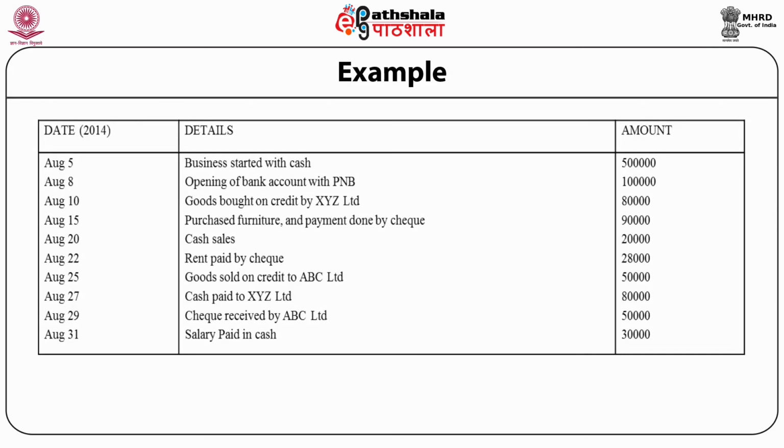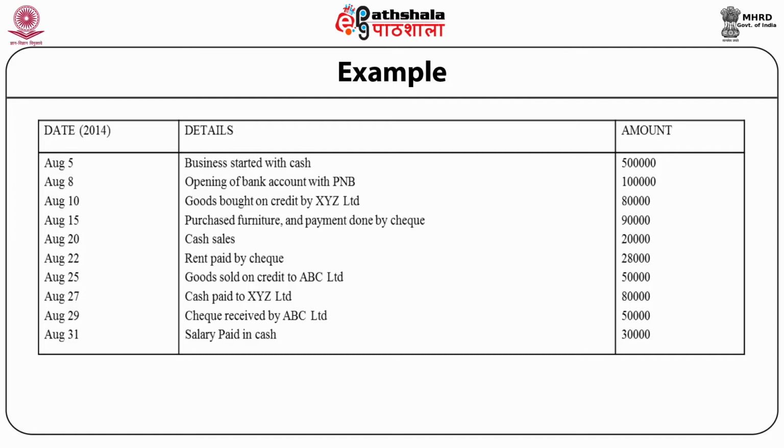Example: from the following transactions of Messrs. Malice and Brothers, prepare a journal, post the entries in ledger accounts. Date: August 5, year 2014. Details: business started with cash, amount rupees 5 lakhs. August 8, opening of bank account with PNB, rupees 1 lakh. August 10, goods bought on credit from XYZ Limited, rupees 80,000.